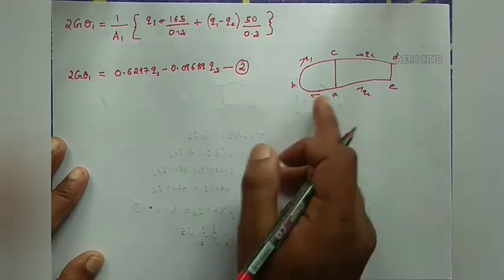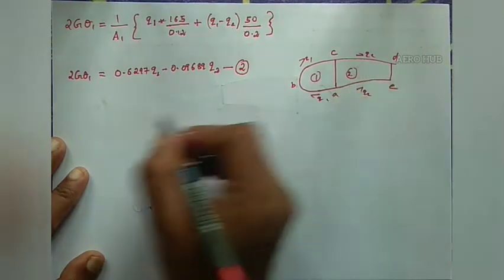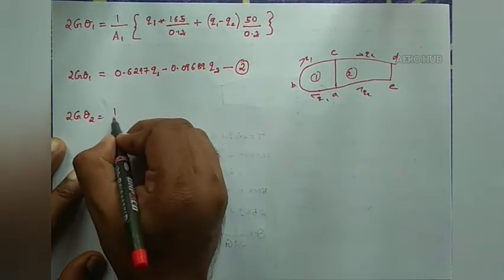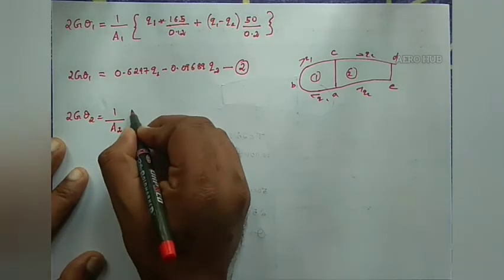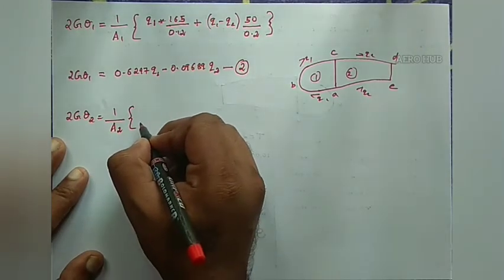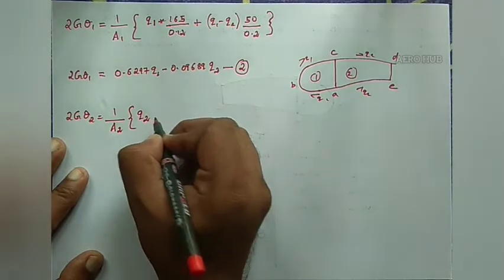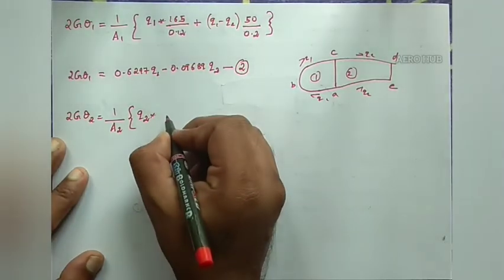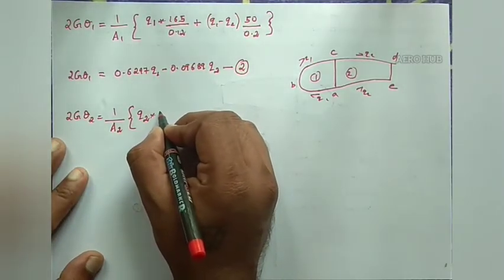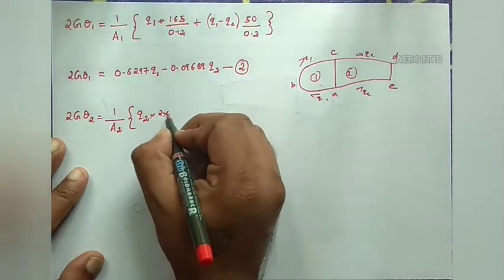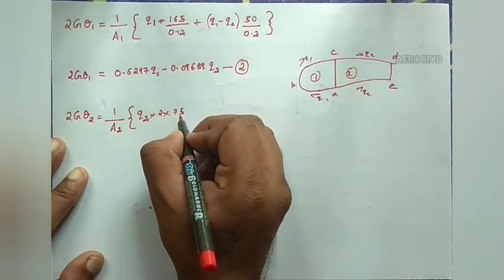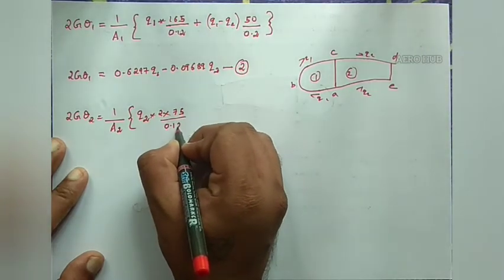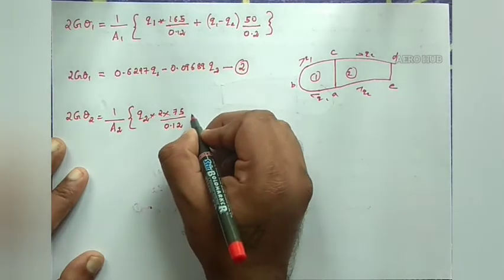Similarly, I will go for cell number 2. This is cell number 2. 2Gθ2 is equal to, we have to consider the area A2, 1 by A2 into Q1, that will be Q2. Q2 into, we have to consider CD and EA. So the length will be almost the same, so I can write 2 into 75, which is the length of CD and EA. The thickness is 1.2 millimeters, so 0.212.